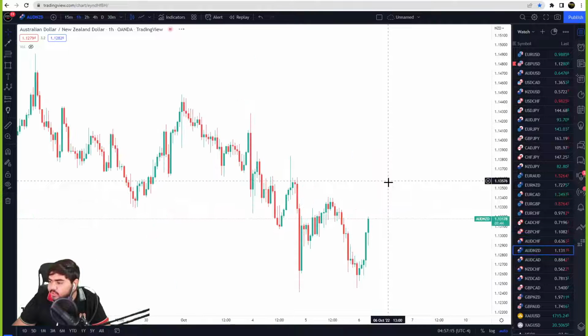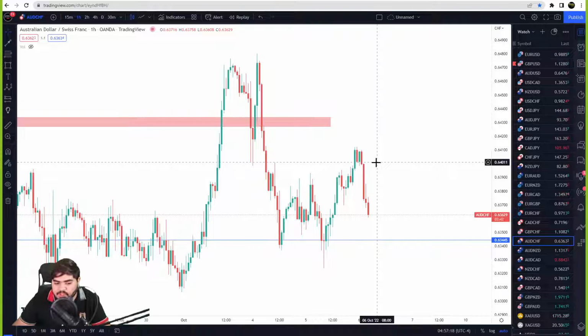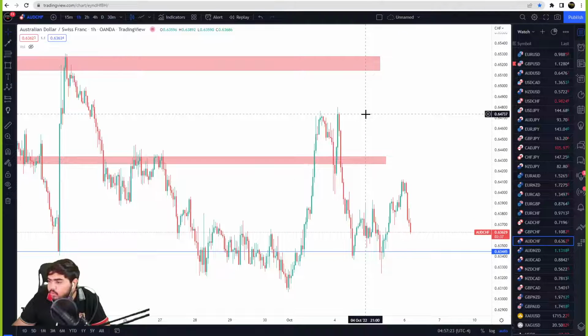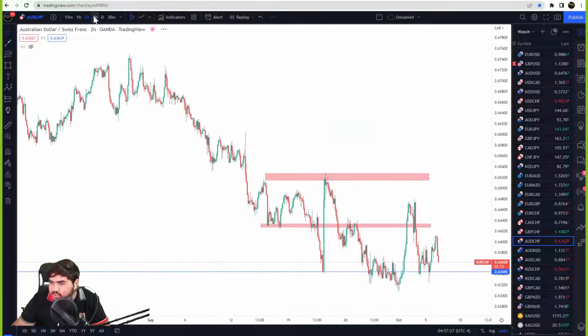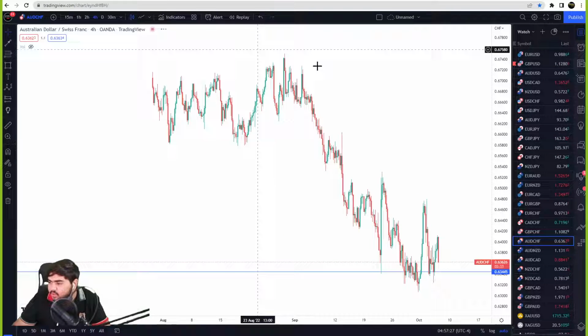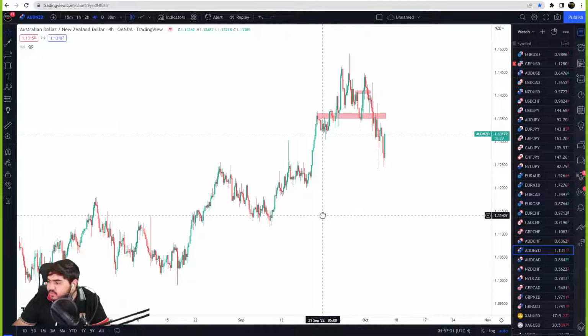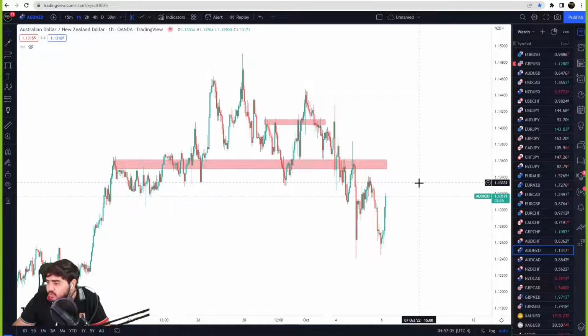AUD CHF, there's nothing going on with the AUD CHF. It's just been ranging here overall. So AUD NZD. Now AUD NZD, Asad.